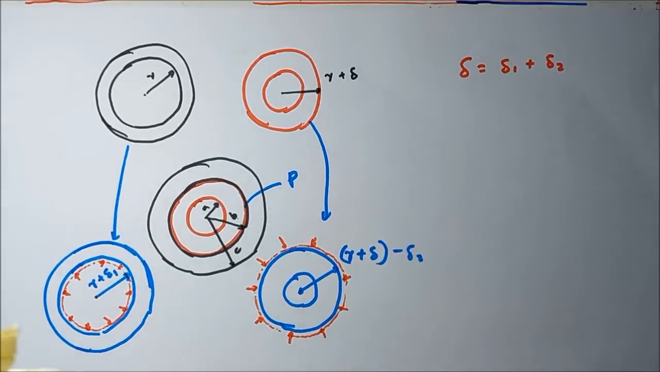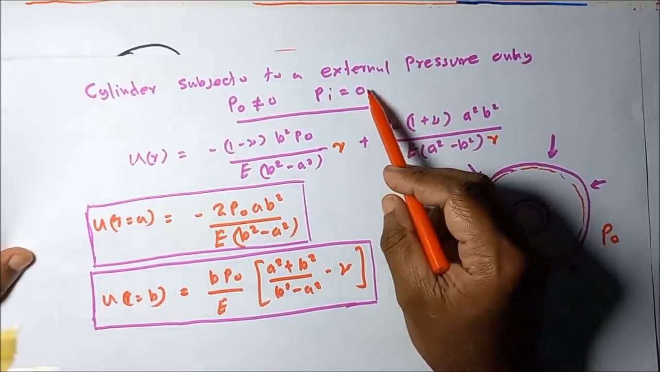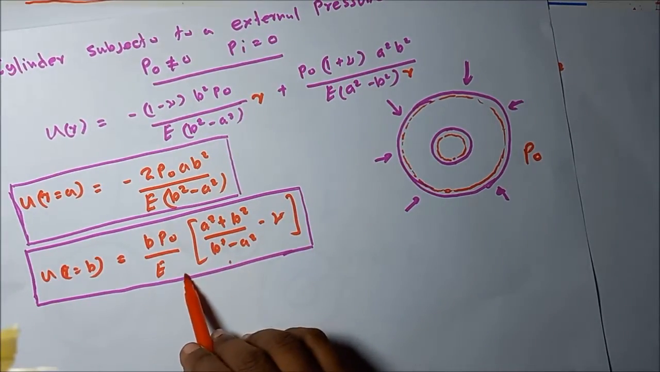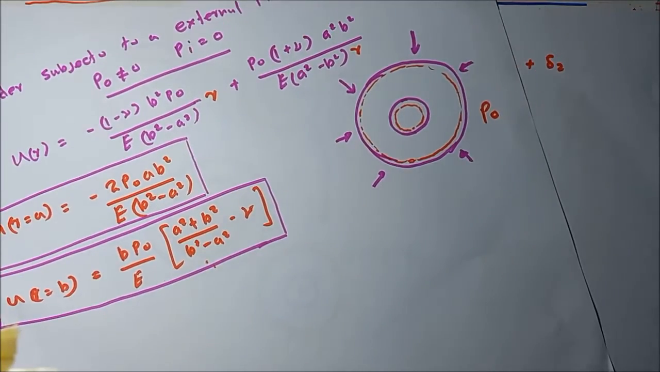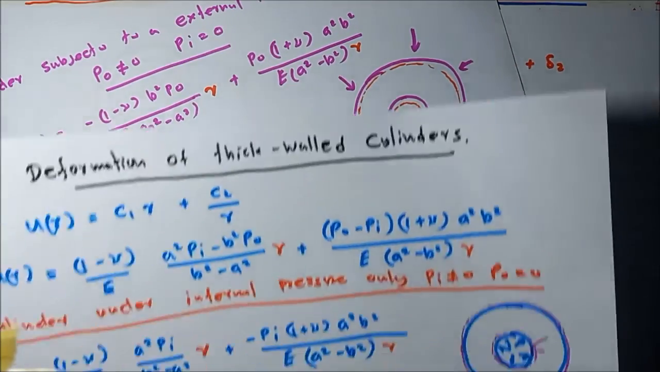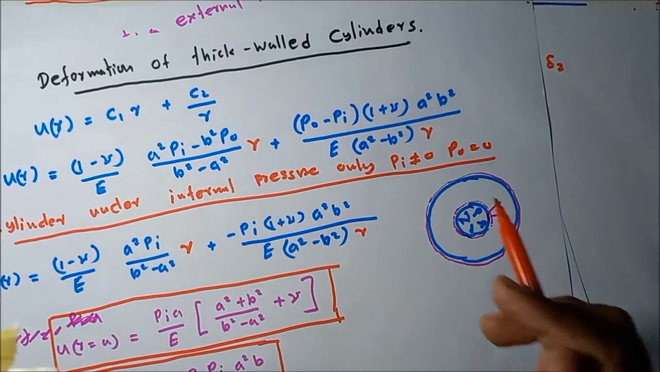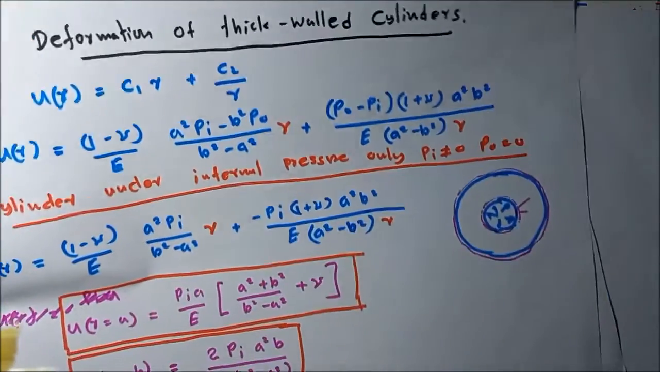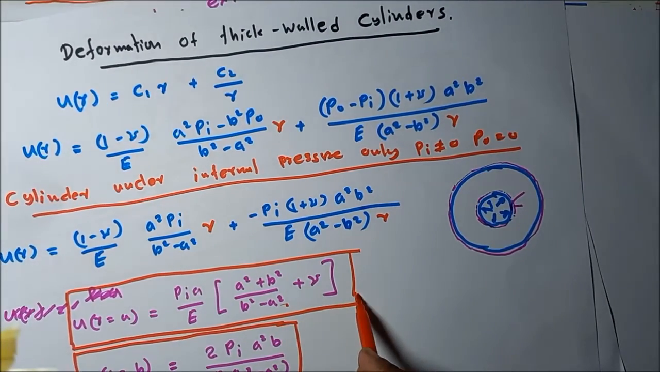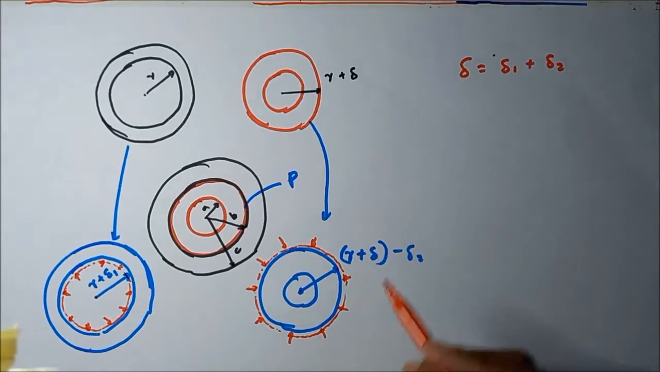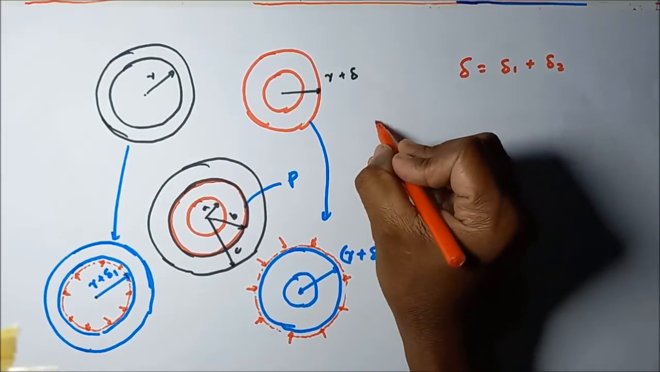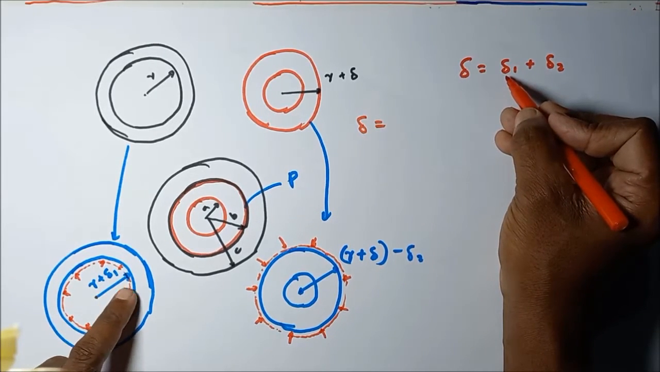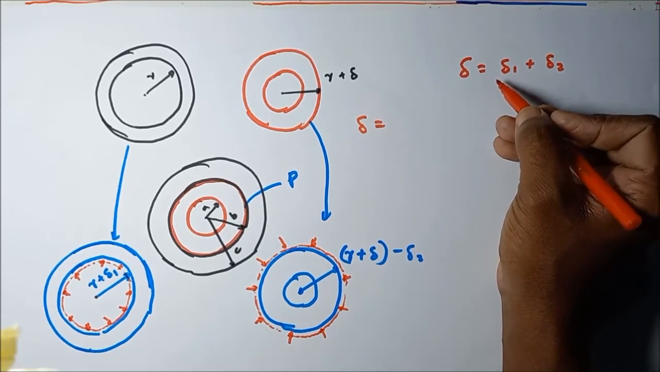Then I'm going to use the displacement equations: for a cylinder subjected to external pressure only, the external surface displacement equation, and for a cylinder subjected to internal pressure only, the internal surface equation. These two equations are used to calculate delta. Here, delta 1 I'm going to calculate using the displacement functions. I will write that one.